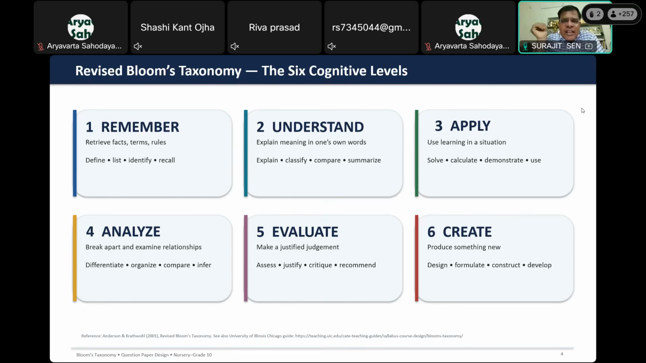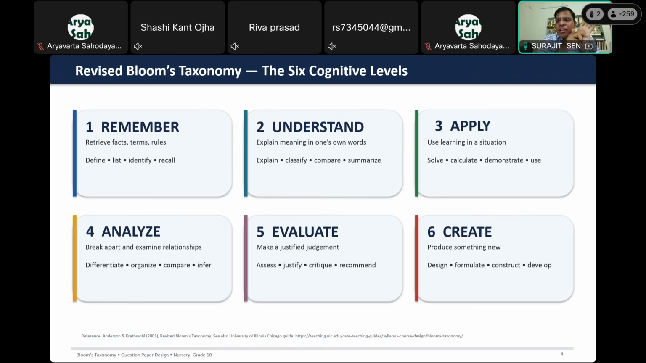The second level is a little higher. It is known as understand, where the children explain the meaning in their own words. Suppose you have taught something, they will try to explain it in their own words. When they explain in their own words, it means they are actually understanding those facts. For example, we ask them to explain something, to classify, to compare or summarize. So that comes under understanding.